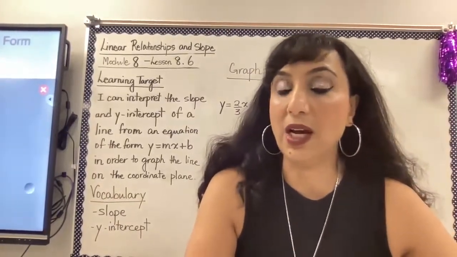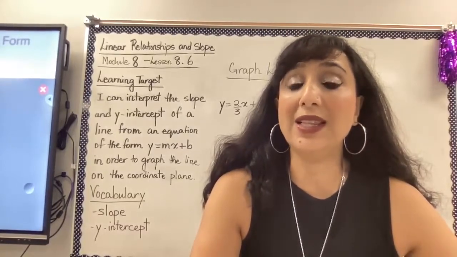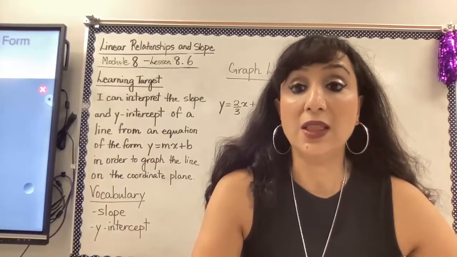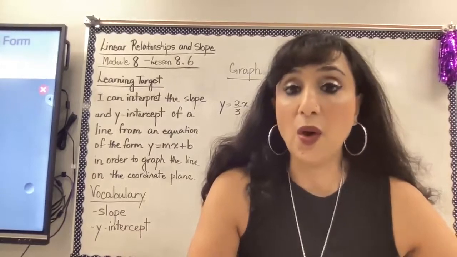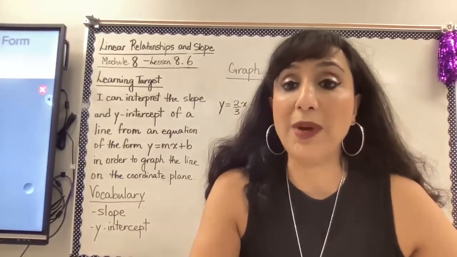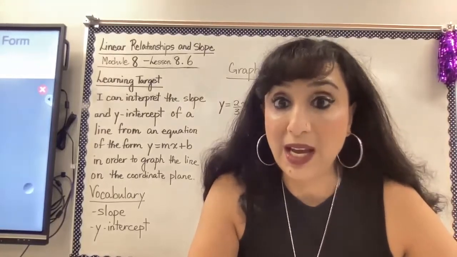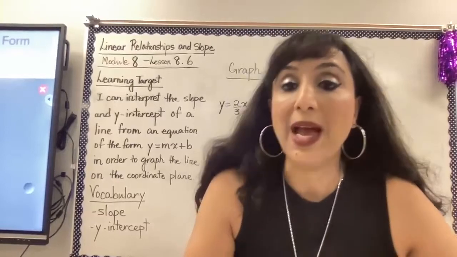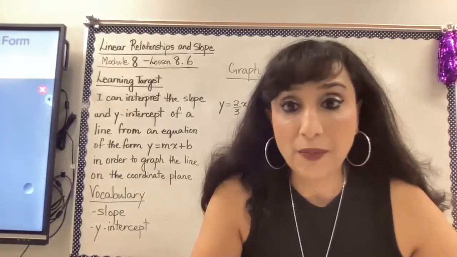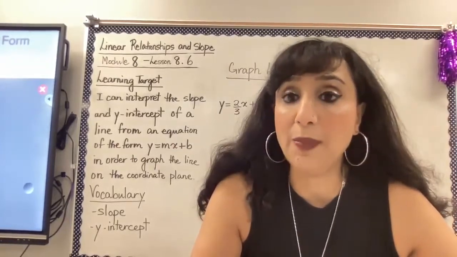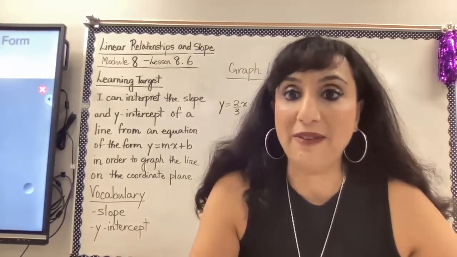We talked about this yesterday, and the y-intercept is basically where the line is crossing the y-axis, or the vertical axis. Okay, so we know that the slope intercept form is y is equal to mx plus b, where m is the slope and b is the y-intercept. So we are going to use that knowledge now to find the slope and the y-intercept in an equation and then graph it. All right.